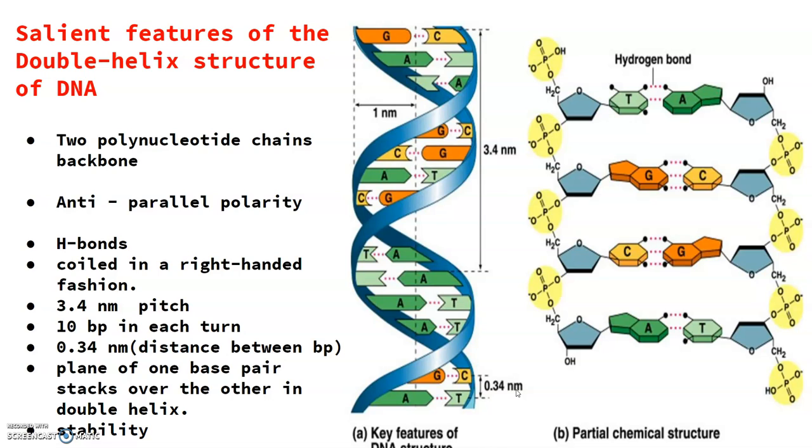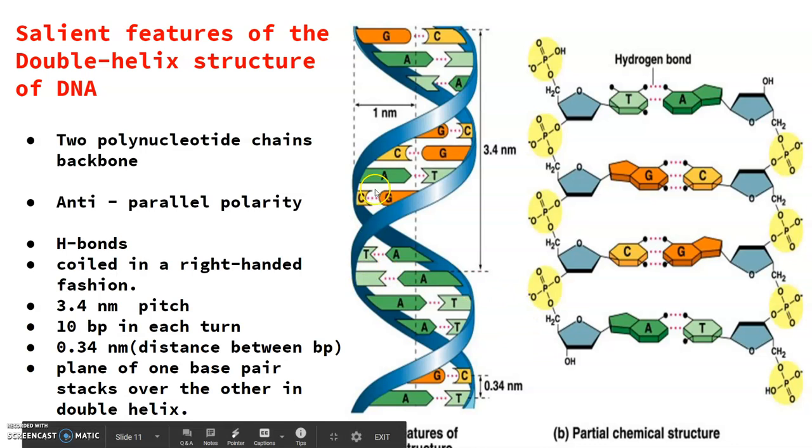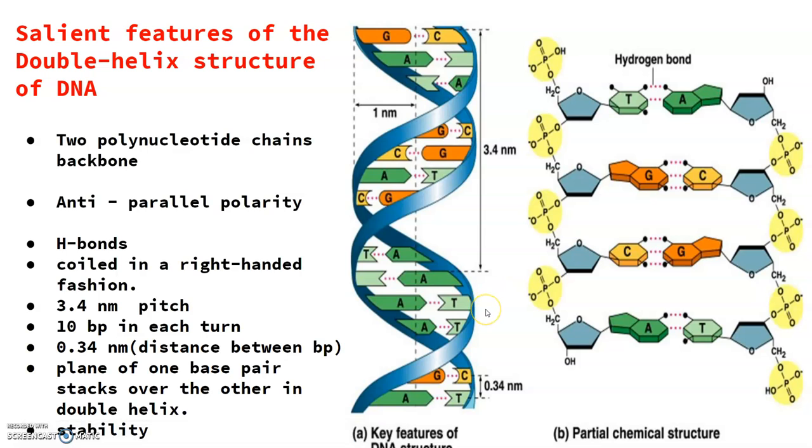So the plane of one base pair stacks over the other in a double helix, and this is in addition to the hydrogen bonds, and that contributes to the stability of this helical structure. So this is how the plane of one base pair stacks over another, and this is the reason for the stability of this DNA structure. I hope all the points are clear. You can make a note of all these points, and you can remember them for studying the structure of the DNA.